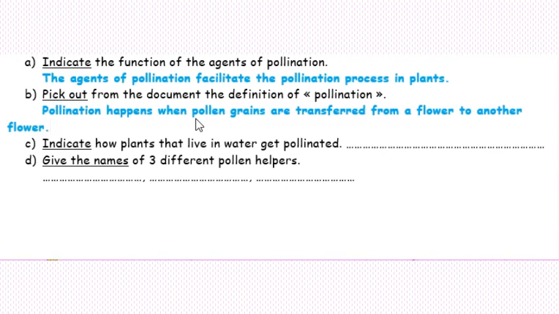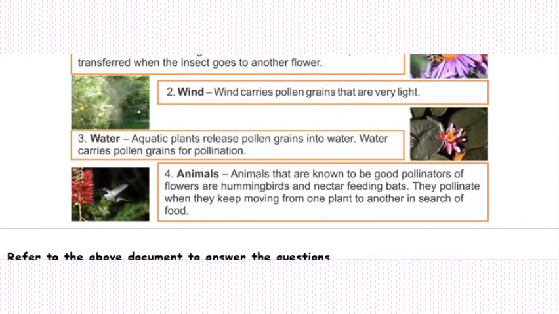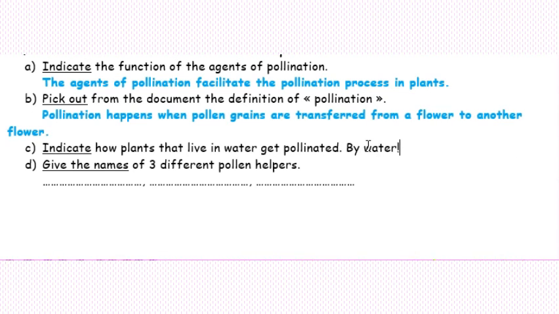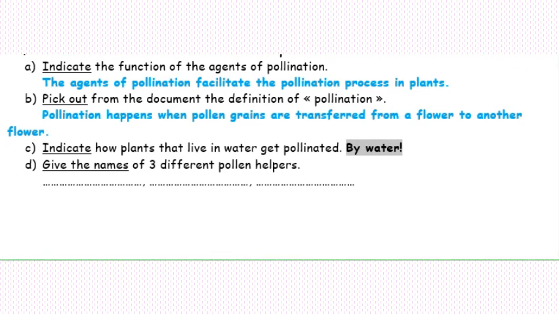Indicate how plants that live in water get pollinated. Plants that live in water are aquatic plants. So, how does pollination happen? Aquatic plants release pollen grains into water. Water takes these pollen grains for pollination. So that's what we're going to write: by water. So again, aquatic plants, or plants that live in water, produce the pollen grains. They release them into the water, which will take them to another plant for pollination.